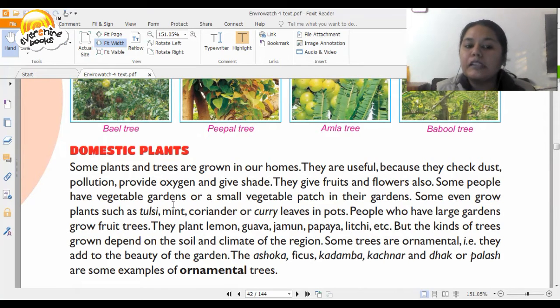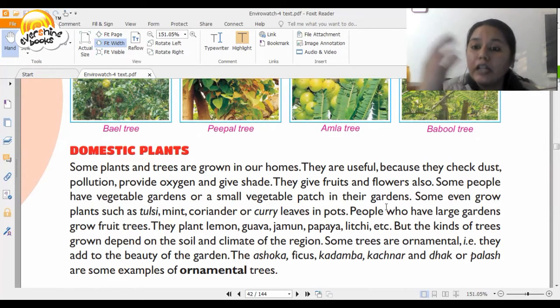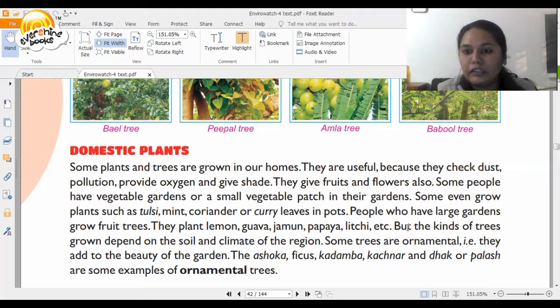Some even grow plants such as tulsi, mint, coriander, or curry leaves in pots. So you will see in a lot of houses the tulsi plant, or the dhania plant, or the mint plant, right? People who have large gardens grow fruit trees. They plant lemon, guava, jamun, papaya, lychee, etc. So imagine even you can grow all these in your house if you have enough space. But the kinds of trees grown depend on the soil and the climate of the region.